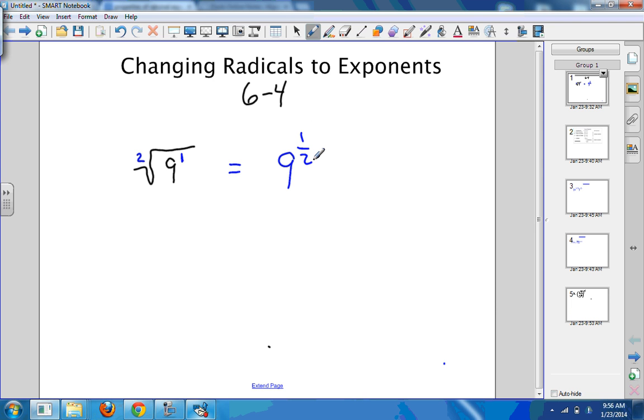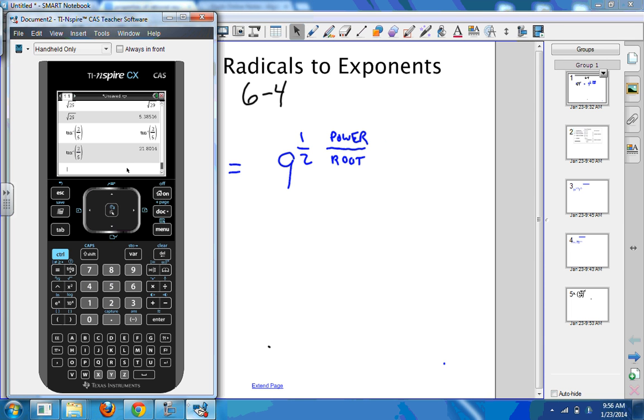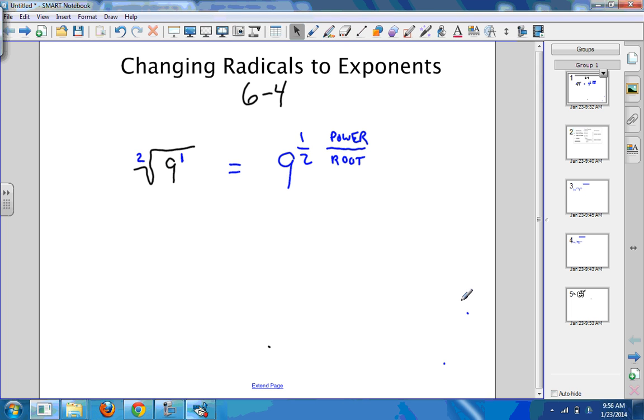All right? So the denominator in our fraction is the root, and the numerator is the power. So if I put in my calculator 9 to the power of 1/2, I should get 3, because we know the square root of 9 is 3. And we do.